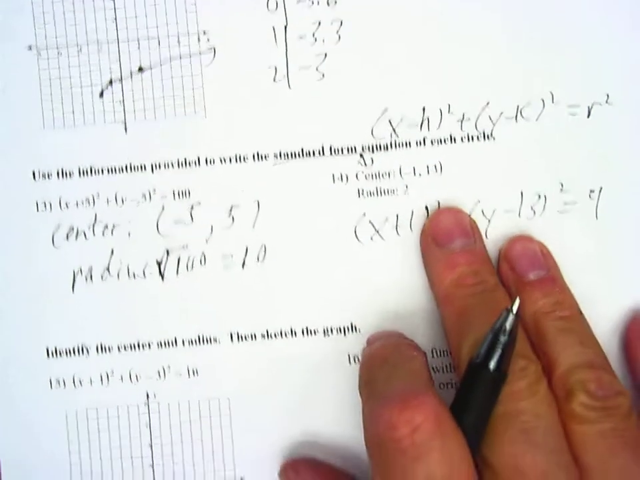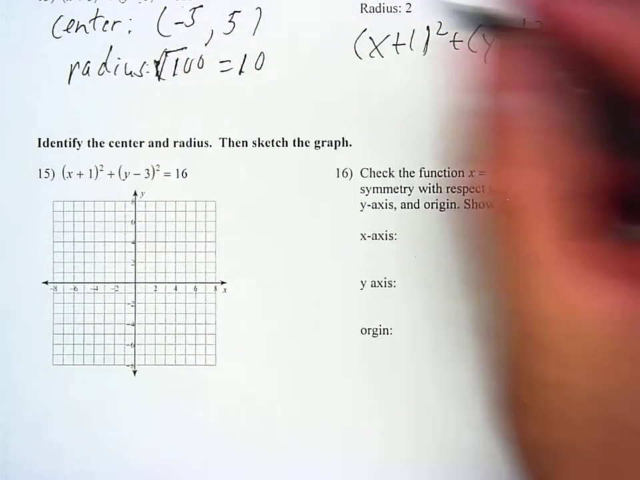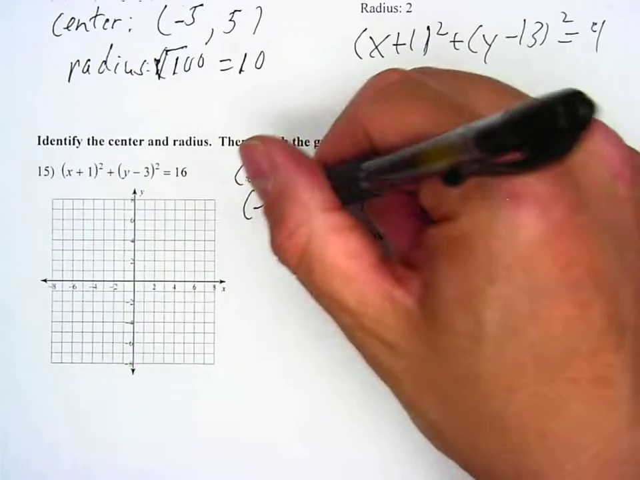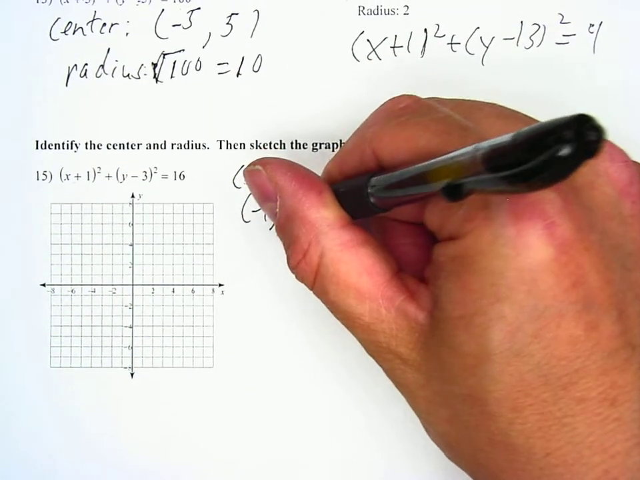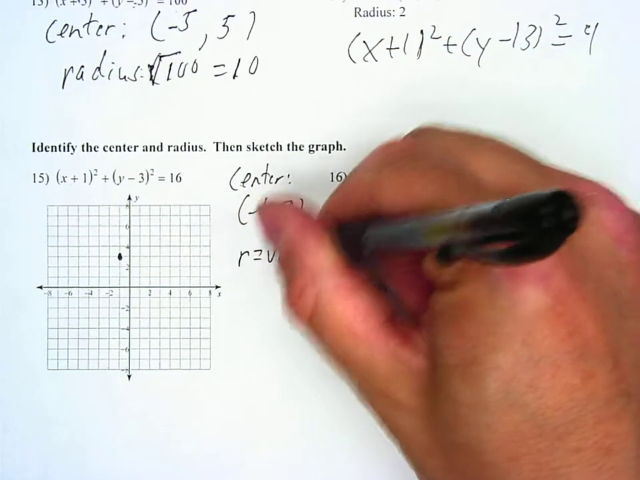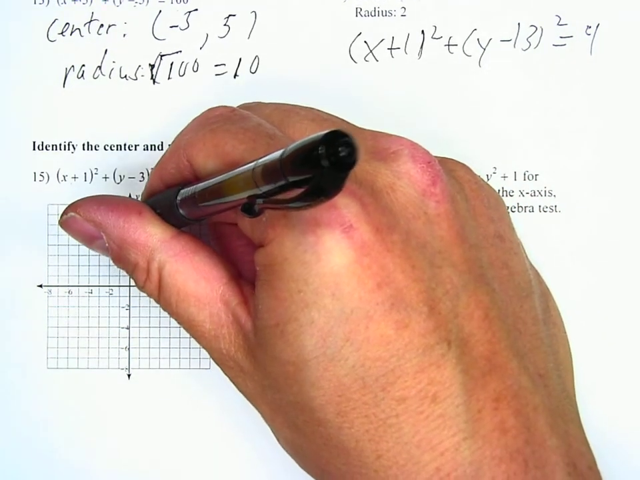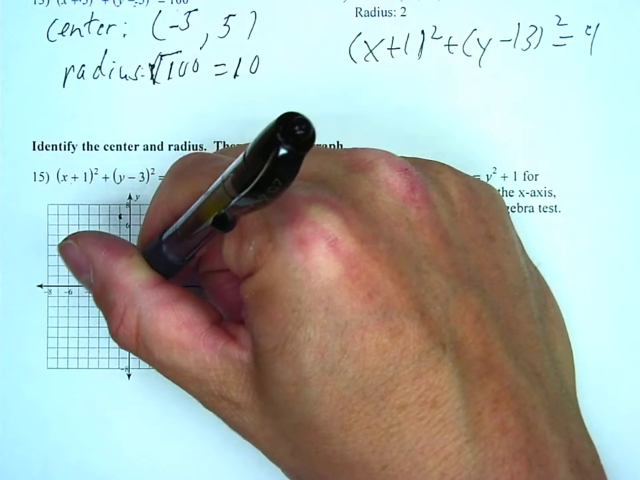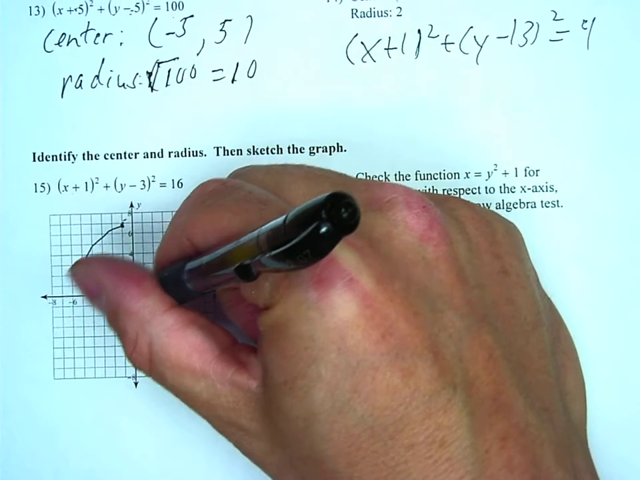All right, question 15. Identify the center and radius, then sketch the graph. So here I'm asking you the same as 13, but then also graph it. So the center here is (-1, 3). Opposite of h, opposite of k. Opposites, again, just like vertex form for parabolas. (-1, 3), there's my center. Radius is equal to the square root of 16, which is 4. So we're going to go up 4, left 4, down 4, and right 4. Connect the dots, and we have our circle.